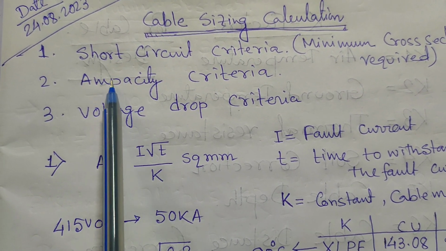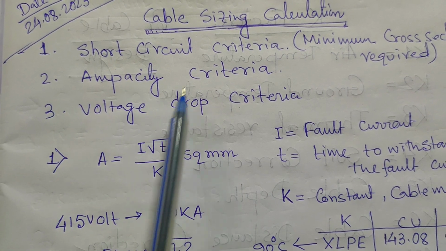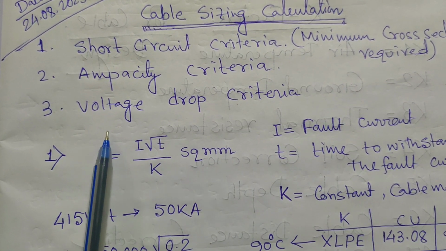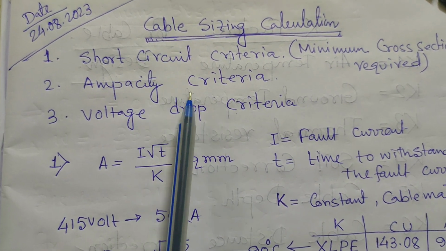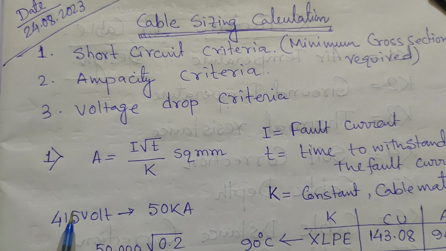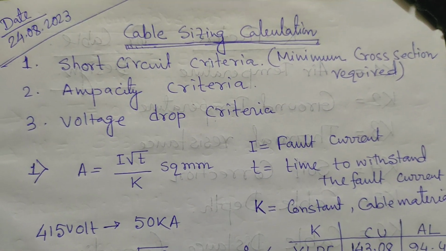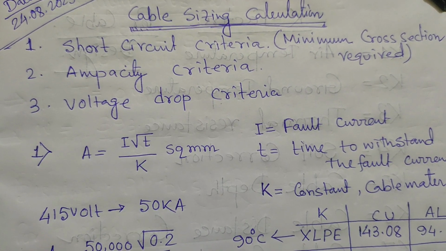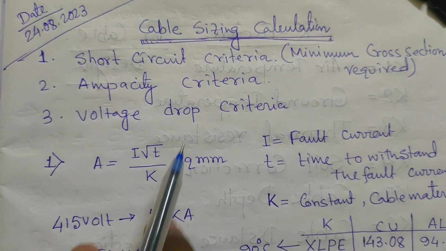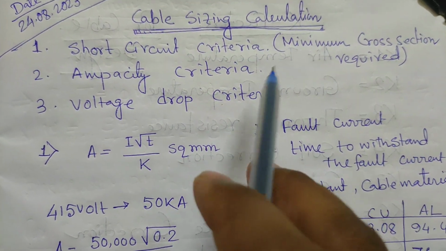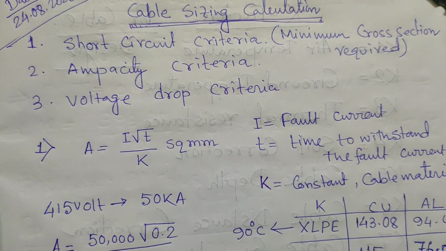The first is the short circuit criteria, the second is the ampacity criteria, and the third is the voltage drop criteria. These three criteria are equally important for selecting the right cable size for the right requirements. First, we discuss the short circuit criteria. It is also called the minimum cross section required.